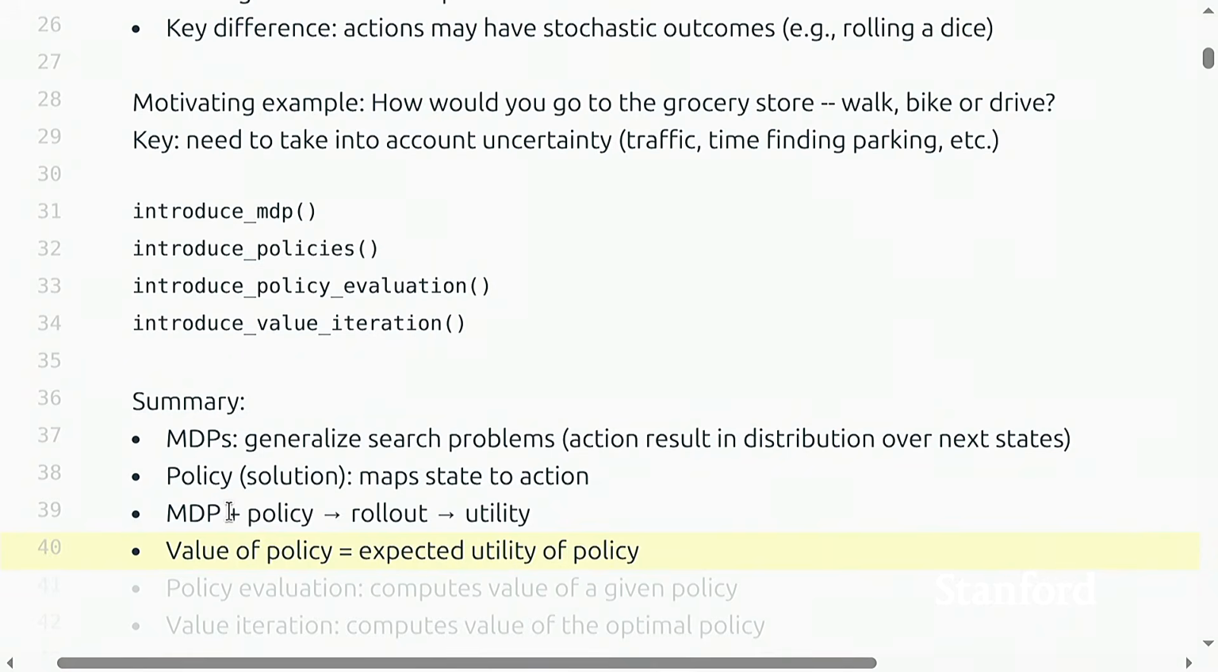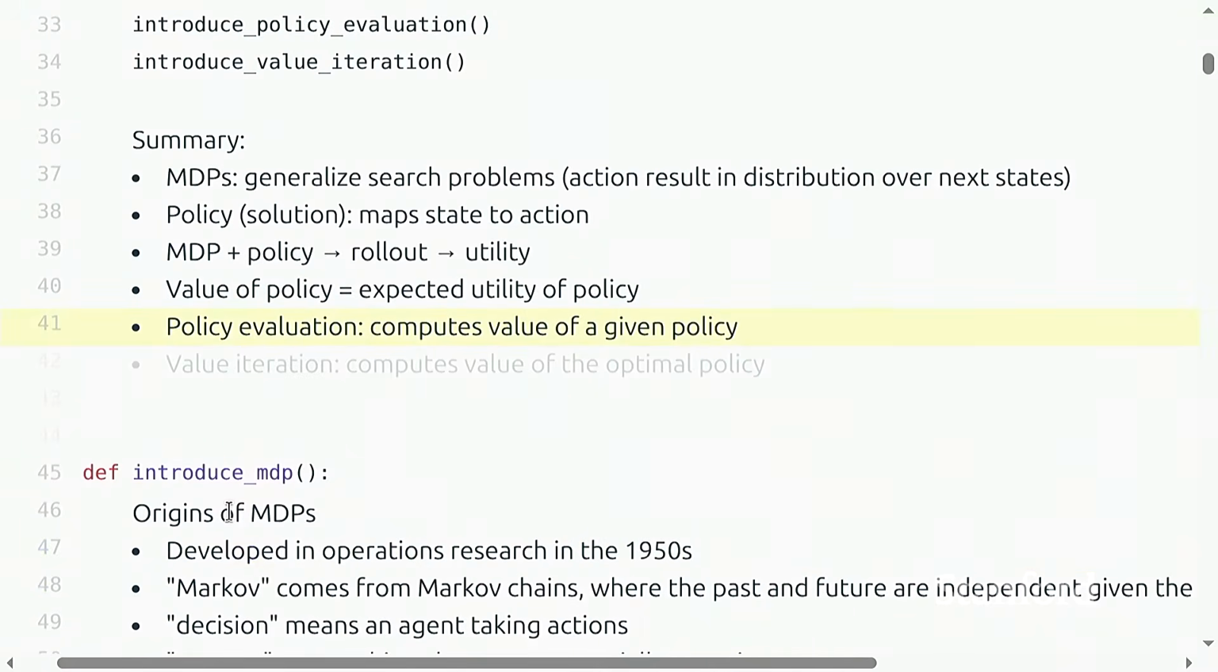And we saw two algorithms: policy evaluation, which computes the value of a given policy, and value iteration, which computes the value of the optimal policy. And as we've stated before, both algorithms are very, very similar. So what I recommend is to really study the recurrences and understand how they work, as opposed to just trying to memorize the algorithms as is.